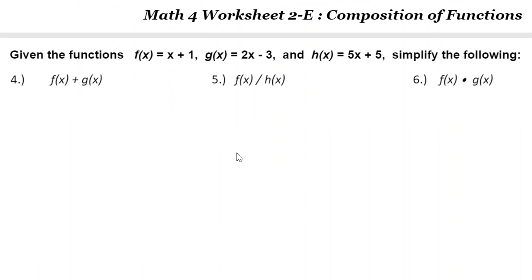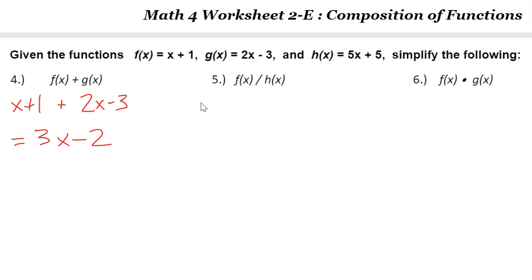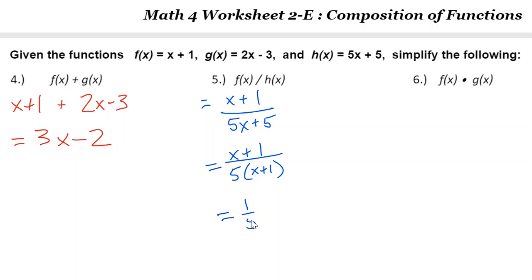Now we're supposed to simplify these. Let's see, f of x plus g of x. Like terms put together, it's going to look like that. F of x over h of x. Now, I really hope that y'all spotted the fact that the bottom could be factored. And that would be simplify. I mean, they did say simplify.